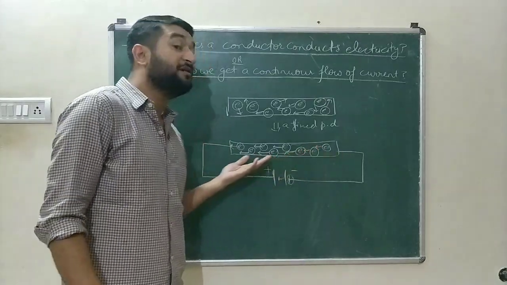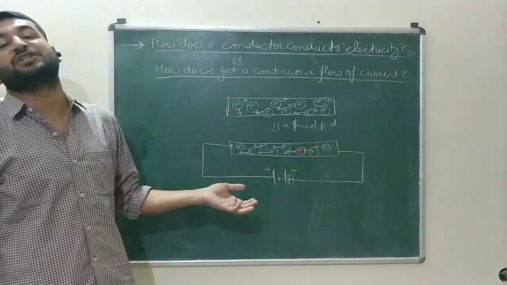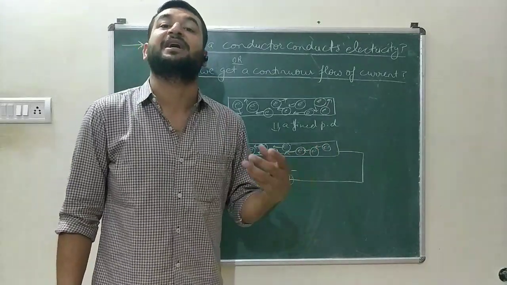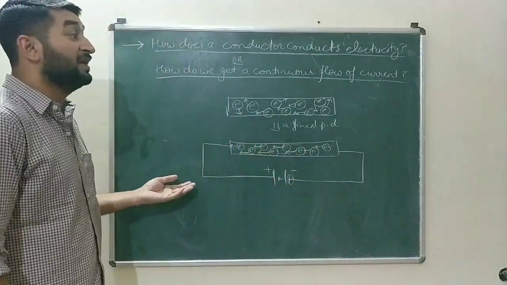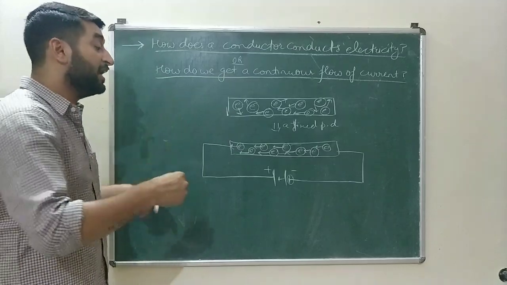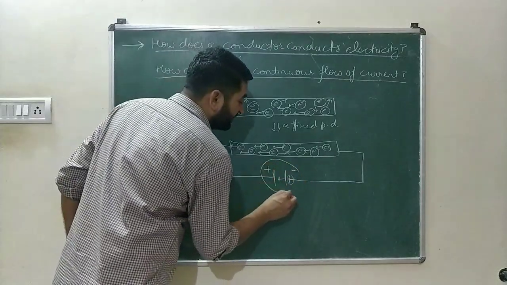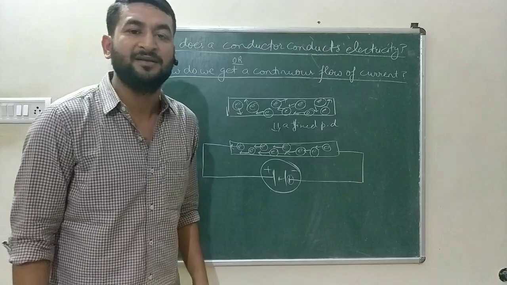Charge flow होने लगा बच्चे, और उस flow of charge को per unit time के साथ क्या कहते हैं हम? इलेक्ट्रिक करंट. मतलब इलेक्ट्रिक करंट फ्लो होने लगा. अब इलेक्ट्रिक करंट लगातार फ्लो क्यों हो रहा है? क्योंकि हमने एक फिक्स्ड पोटेंशियल डिफरेंस इसके साथ कनेक्ट कर दिया है.